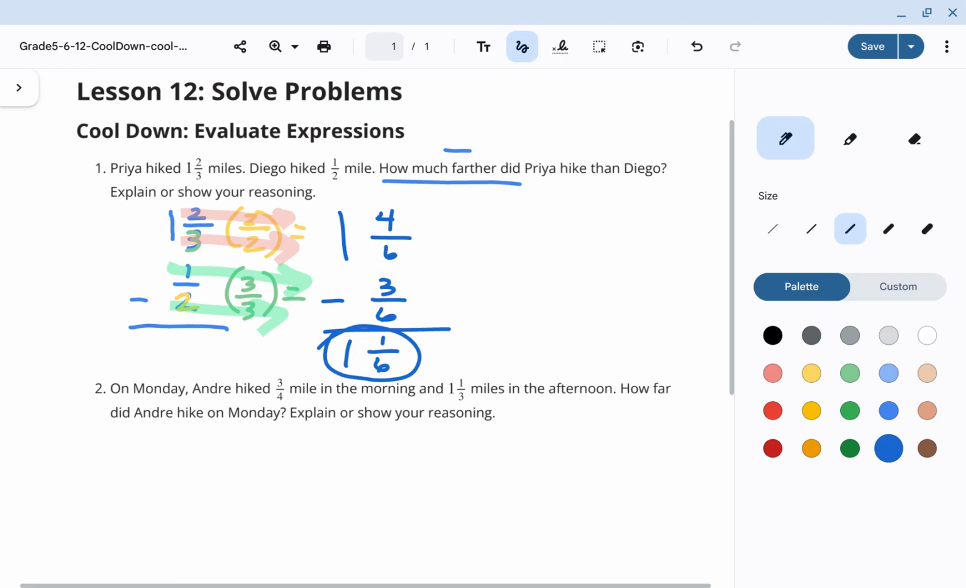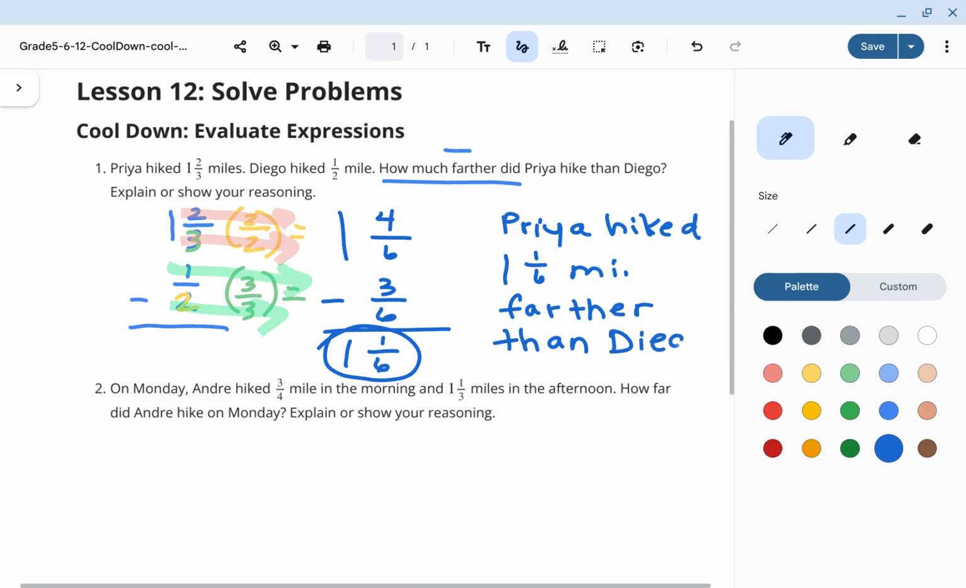I am going to explain my reasoning. I have shown my reasoning really well down below, but let's say what that 1 1/6 means in relation to the question. We know that Priya hiked farther, and now we know specifically that Priya hiked 1 1/6 miles farther than Diego. Excellent. So now we have an answer sentence as well as the correct answer.